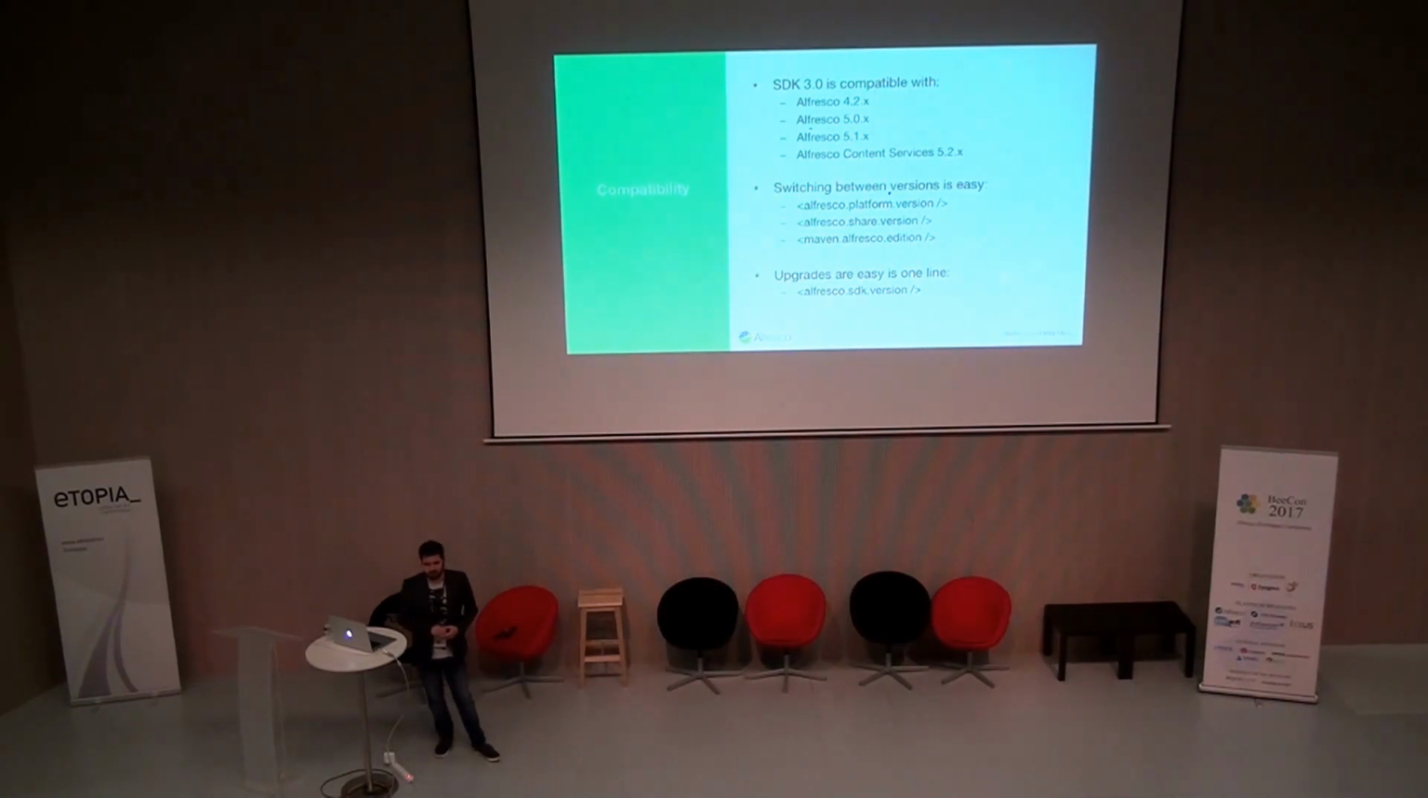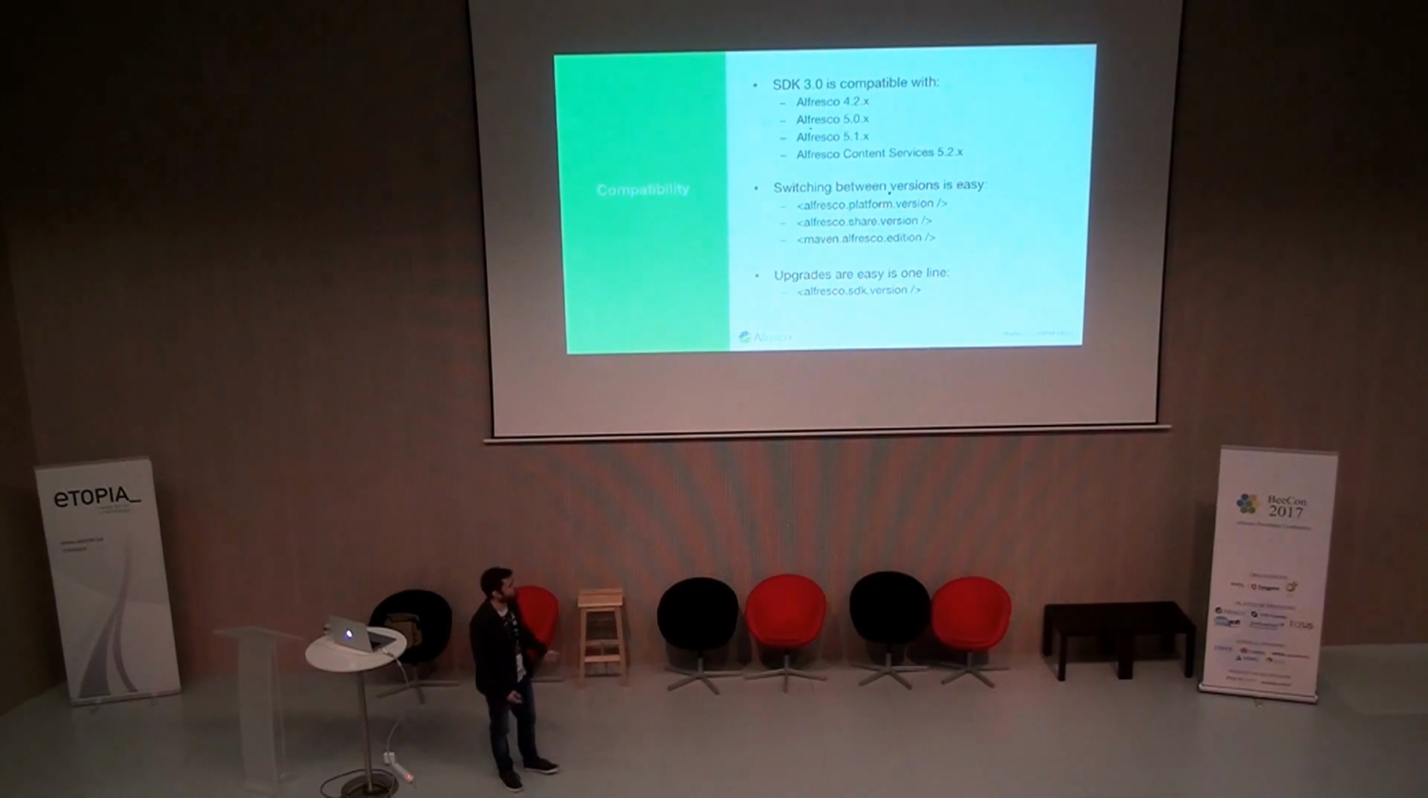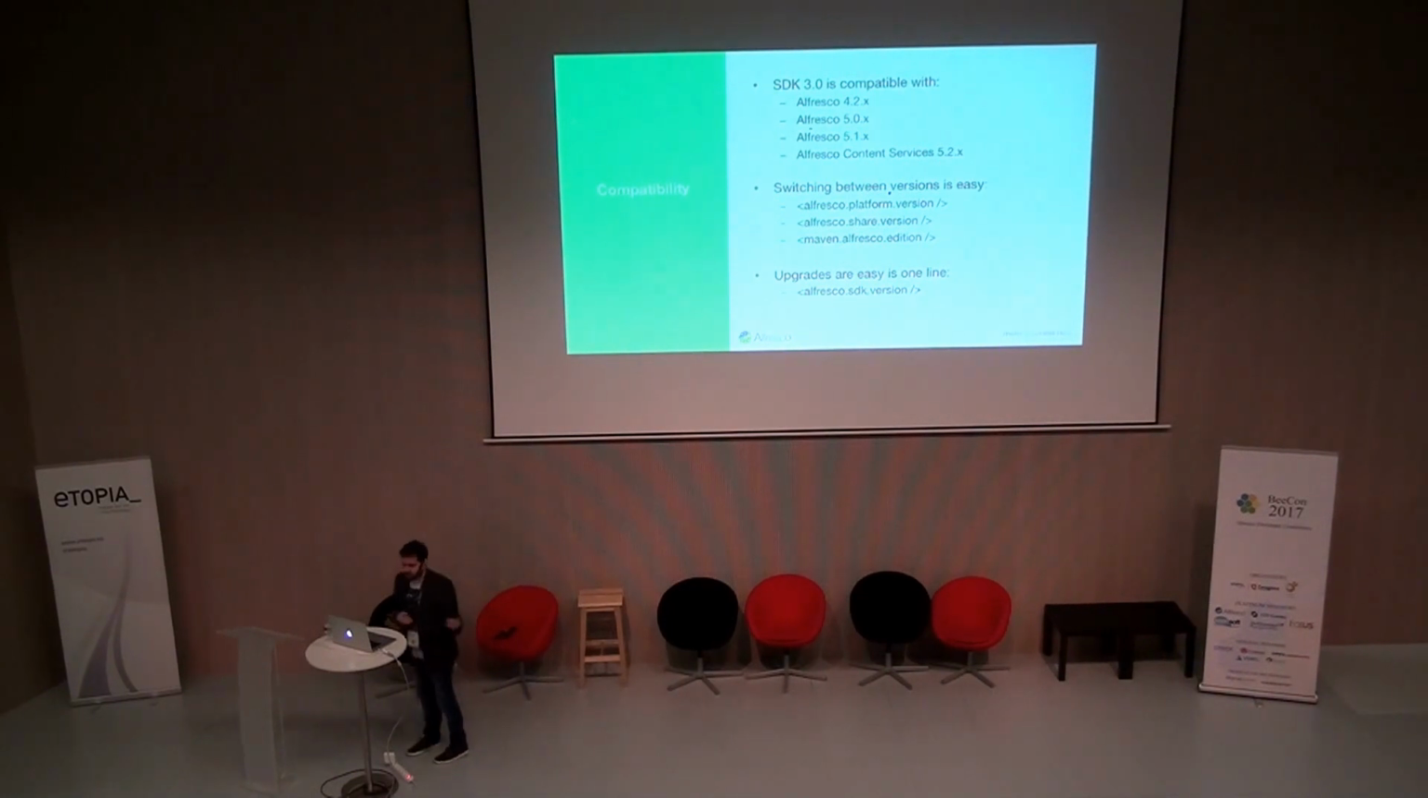Switching the version should be very easy. No more of these huge upgrade pages. It is literally two things you have to change. You need to change the platform version and the share version, and that's it. Everything else will be handled under the hood. And of course, if you want to switch between community and enterprise, there's a configuration option for that. It's as simple as a property in your POM.